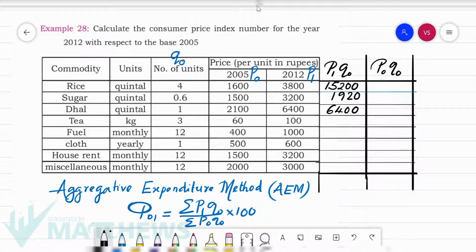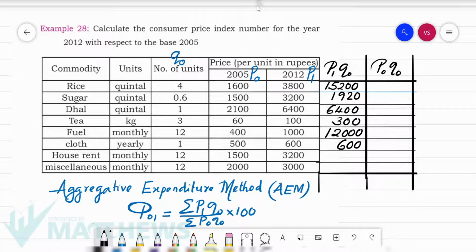100 into 3, how much is it? 300. Then we have 1,000 into 12, which is equal to 12,000. So it will be something around that. The next is 600 into 1. Okay, it is 600. I'll write it as 600.